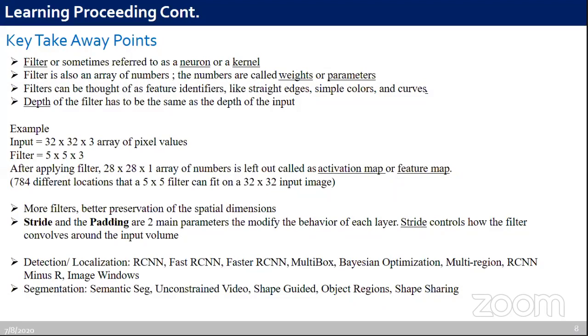Then for detection or localization, we have specific architectures, as I have listed in this slide, which are RCNN, fast RCNN, and variants of that. Next, what we have is segmentation. For segmentation also, you can look at semantic segmentation, and you can look at shape-based approaches also.